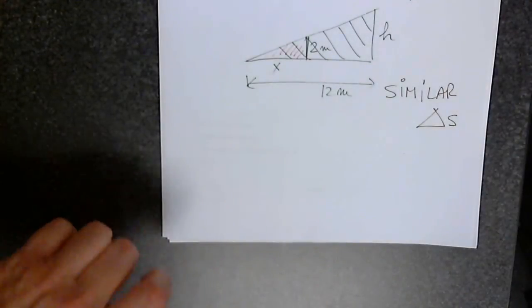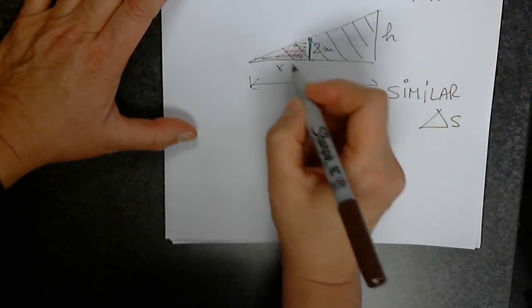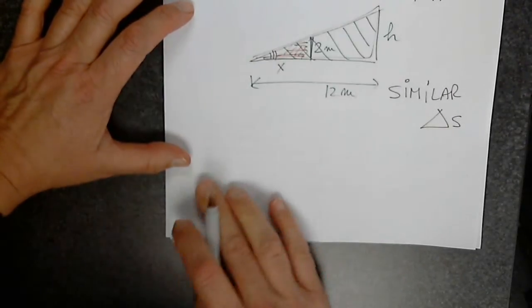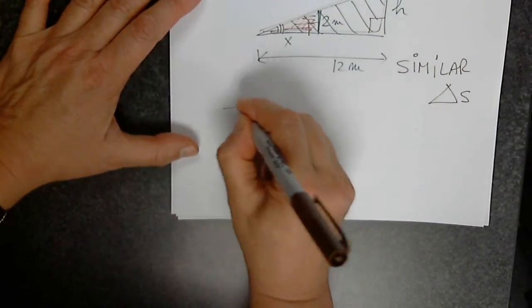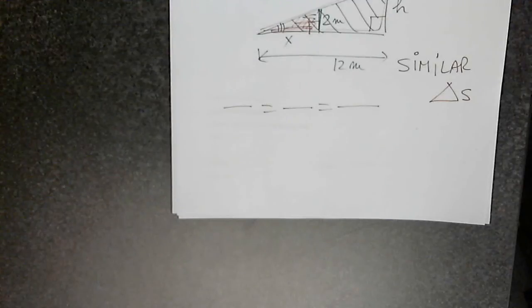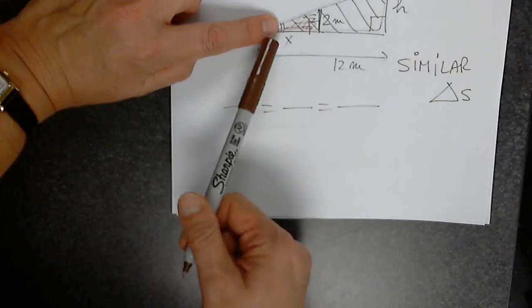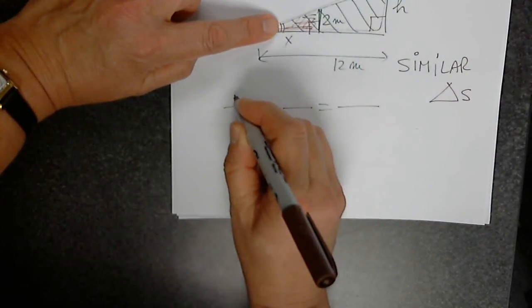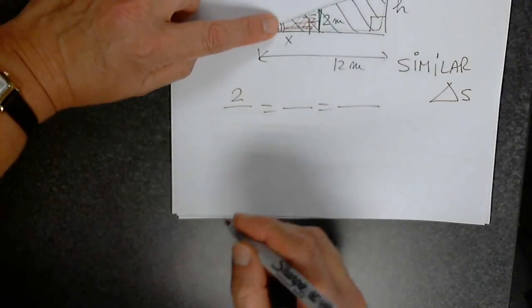Similar triangles. This triangle is similar to the big one because they have a common angle and they're both right triangles. Therefore, we can write proportions with their sides because they are similar. So let's start from the common angle. The opposite of the common angle in the small triangle is 2. The opposite of the common angle in the big triangle is?